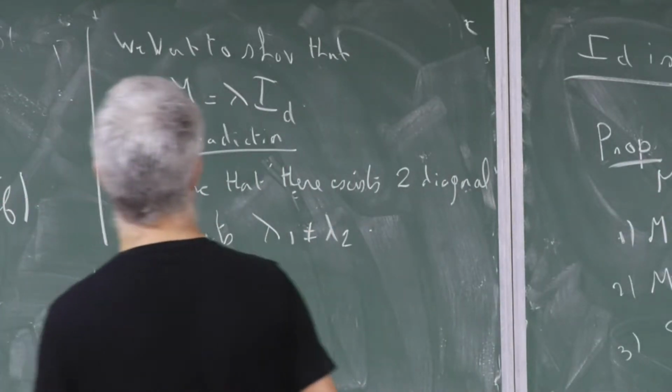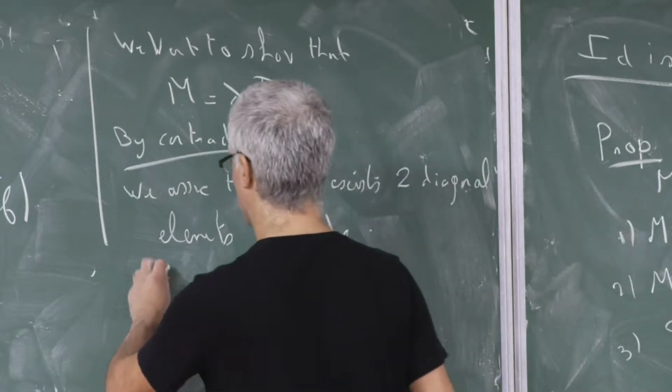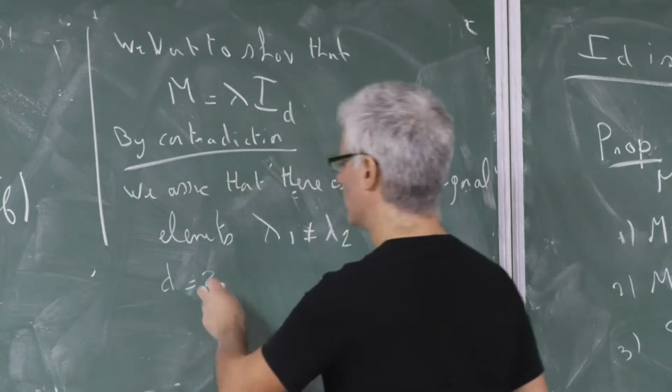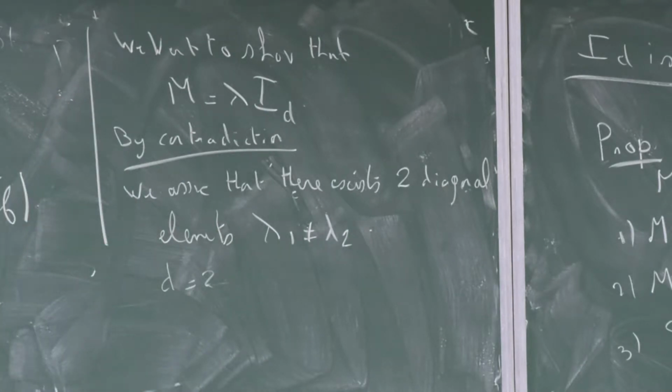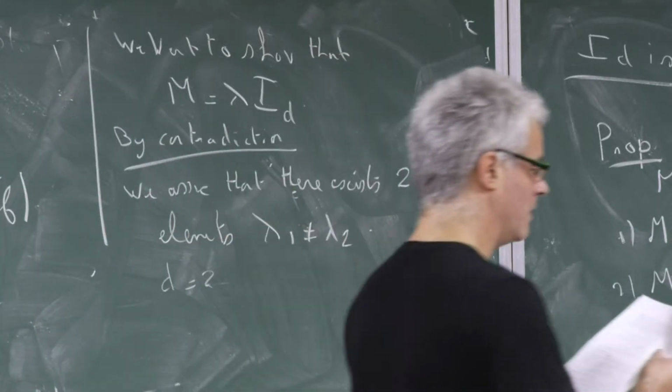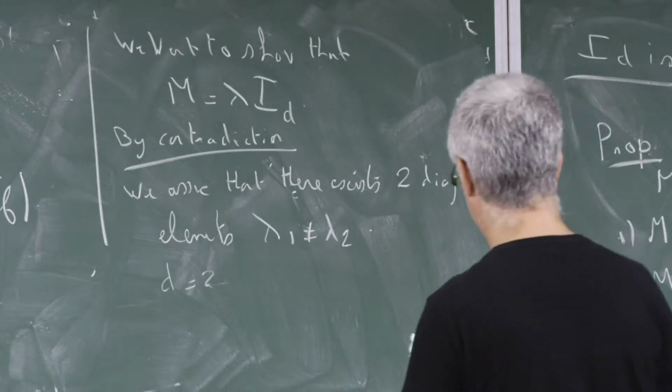So it is enough to show that I have a contradiction in dimension 2. In that case, we have the general result. So I can assume now for that part that T equals 2.